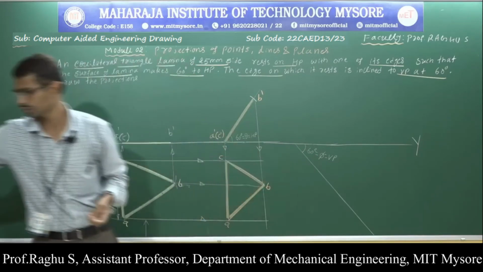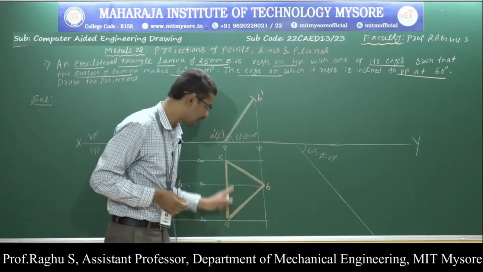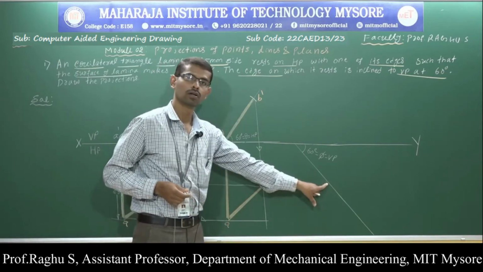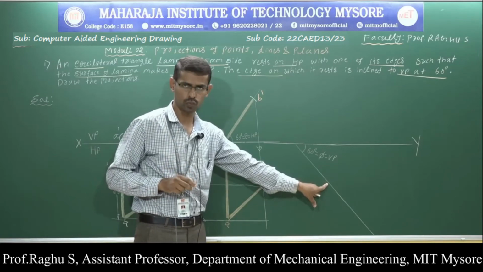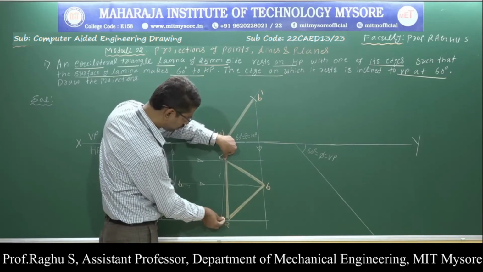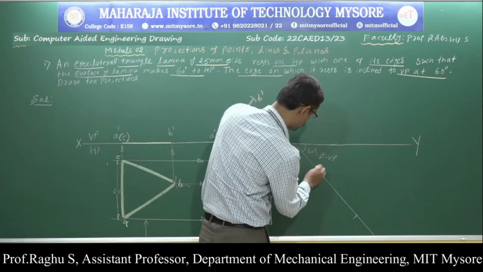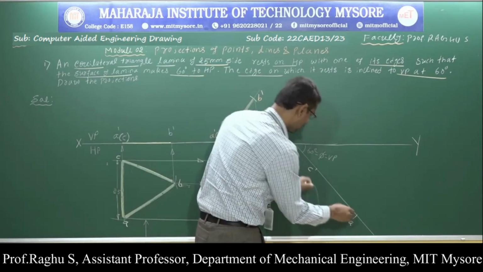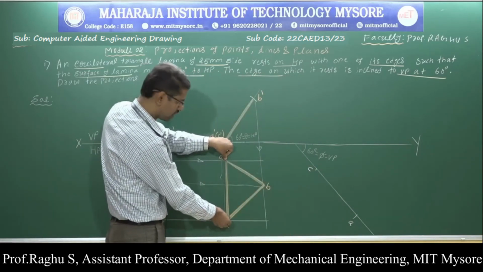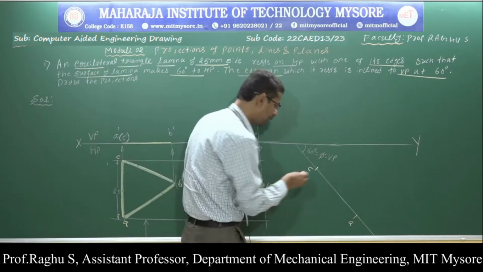Now, redraw this lamina such that the resting side is inclined 60 degrees with respect to VP. How to redraw? First, measure this length A to C using the compass. Then you fix A to C. This is C and this is A. Measure this length, cut an arc at any point, mark A and C, and make it dark.